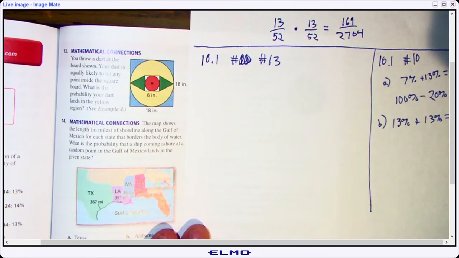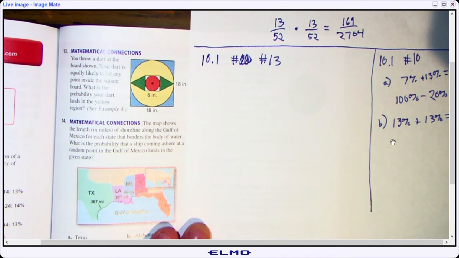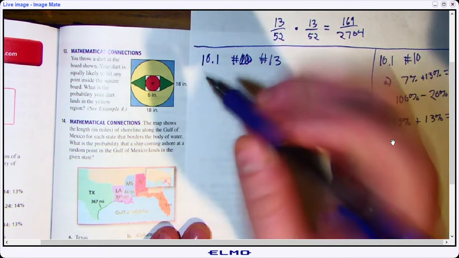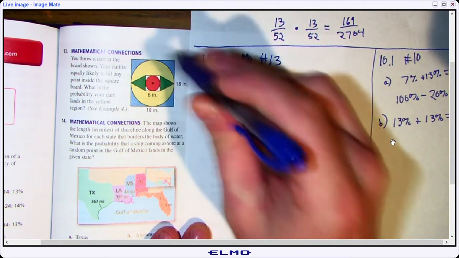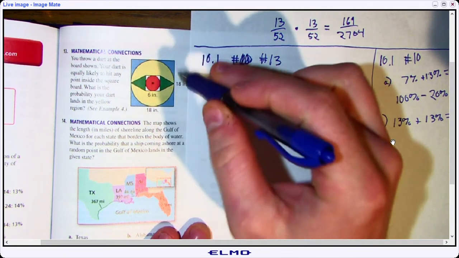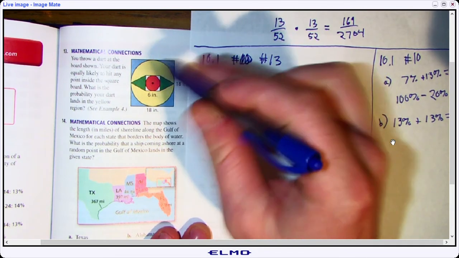Okay. Number 13, 10.1. You throw a dart at the board shown. Your dart is equally likely to hit any point inside the square board. What is the probability that your dart lands in the yellow region? So I'm throwing my dart. It's going to end anywhere within this total square, right? Anywhere is equally likely.